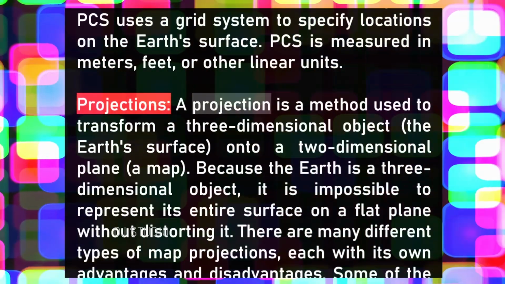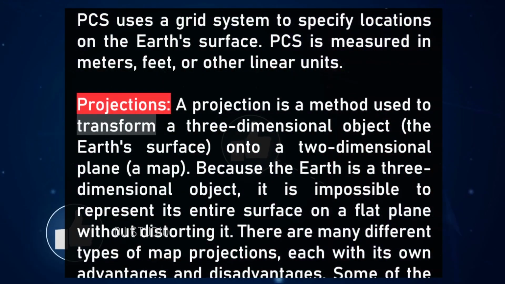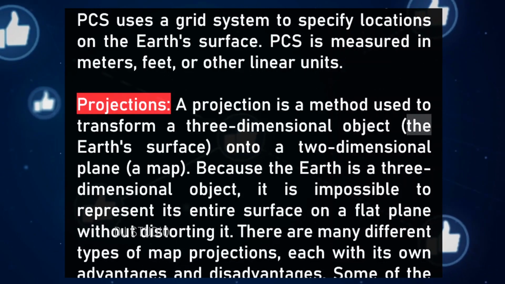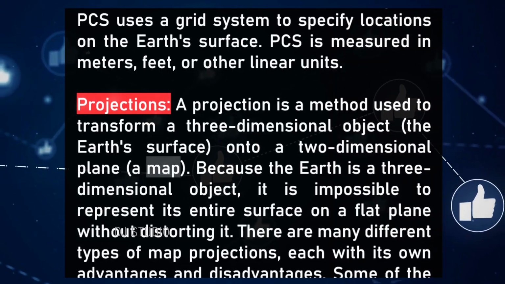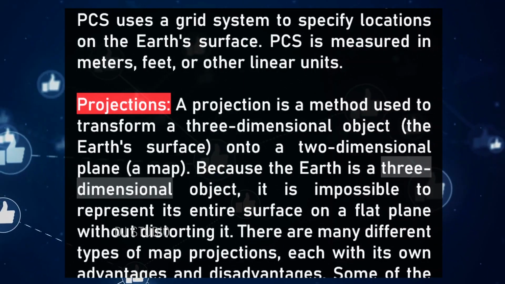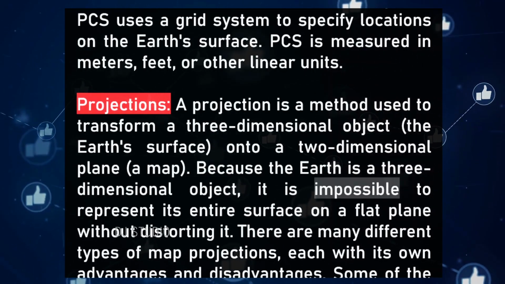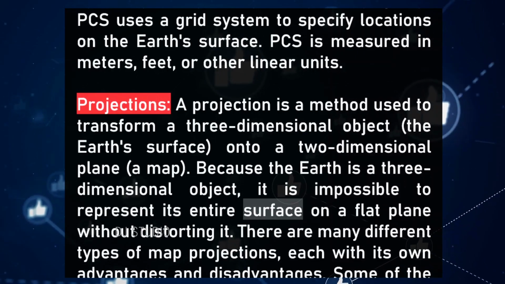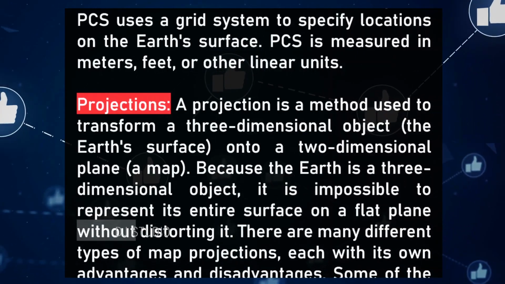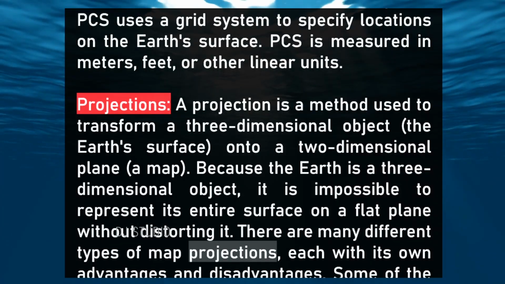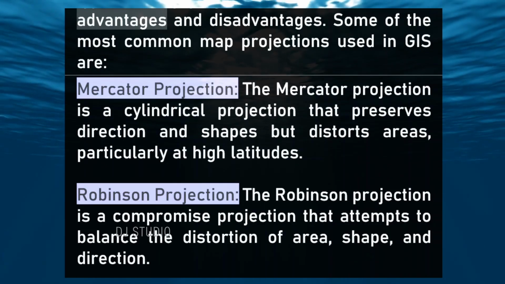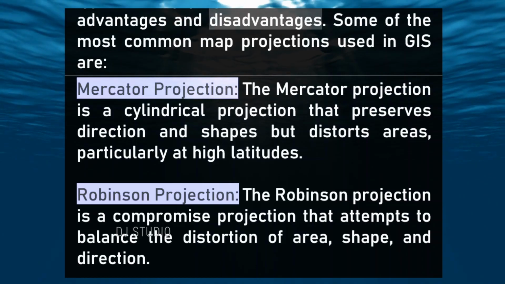Projections. A projection is a method used to transform a three-dimensional object, the Earth's surface, onto a two-dimensional plane, a map. Because the Earth is a three-dimensional object, it is impossible to represent its entire surface on a flat plane without distorting it. There are many different types of map projections, each with its own advantages and disadvantages.